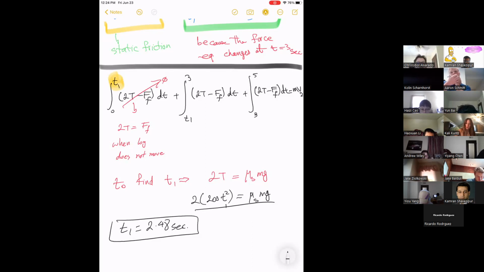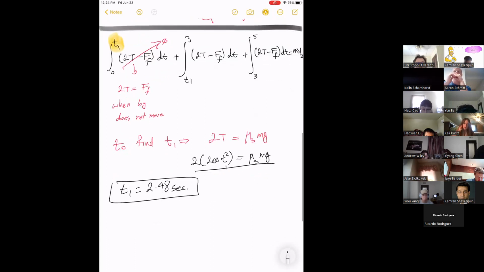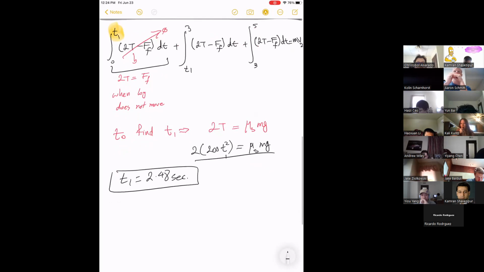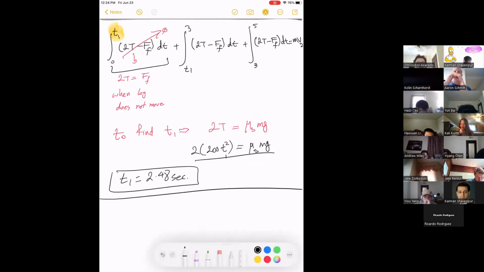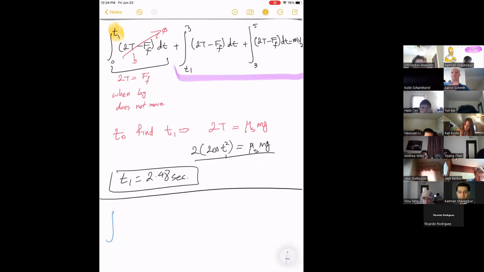Which means you need to get rid of that part, 0, and then after that, now that this part is 0, my integral becomes easier. So I'm going to rewrite this equation, but as you can see, only this part left because the first part is 0. So I'm going to get integration from 2.48 to 3. What is the equation for 2T? 2 times 200 T squared, right?